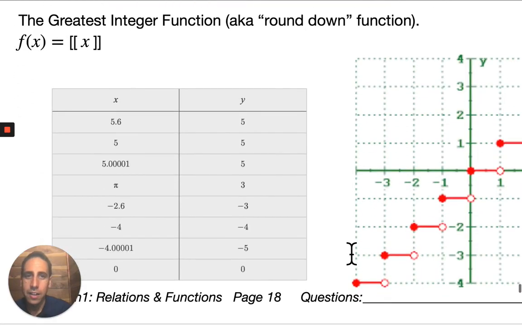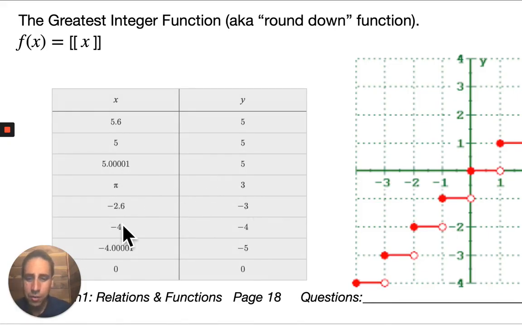All right, last function. I'll make it quick. This is the greatest integer function. It's also known as the round down function, and it looks like this. It's just two solid brackets. That's how you symbolize it. Basically, the rule is you take your input and you round down to find the output. So 5.6 rounds down to 5. Even the number 5 rounds down to 5. Even the number 5.000001 rounds down to 5. Pi rounds down to 3.